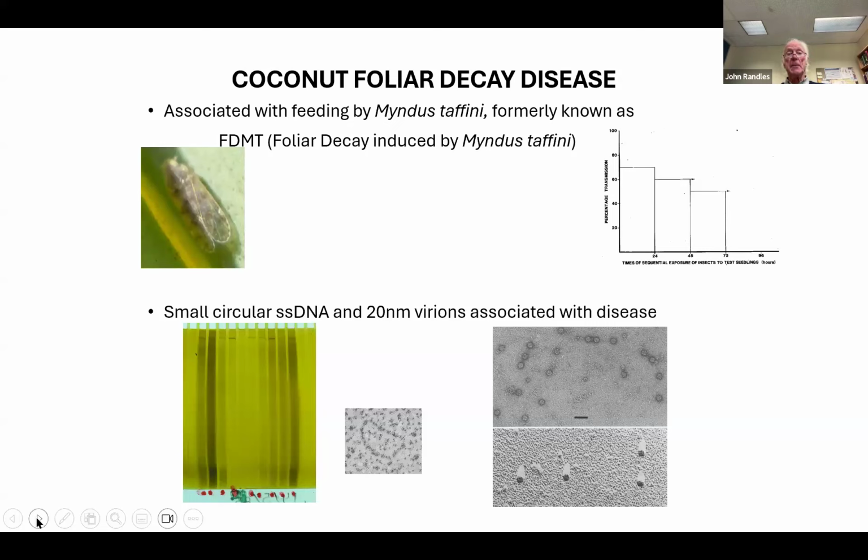induced by Myndus stepheni. The vector itself loses infectivity slowly. So these are sequential transfers of the insect onto Malayan yellow dwarfs on a daily basis, and they still retained infectivity up until about the time they died. The diagnosis was based on identifying this specific DNA on gels. We could also see a circular single-stranded DNA under the electron microscope, and the virus particles are unusual.